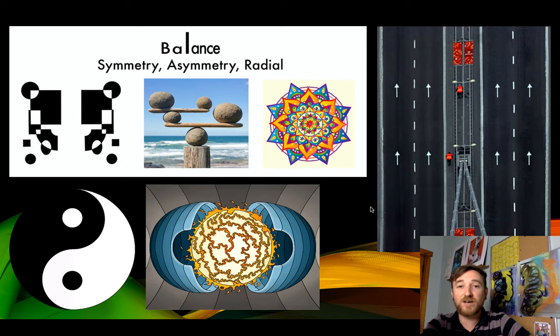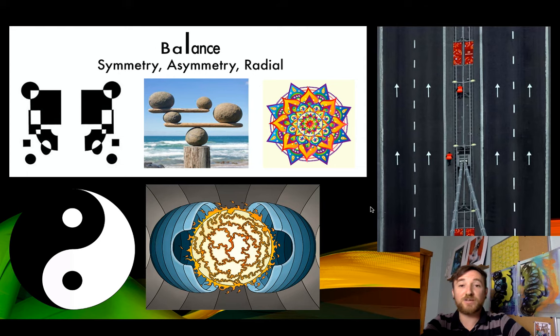So with balance, we have three different types of balance. We have symmetry, which means that it's the same on the left side as it is on the right side. You have asymmetry, which means that it's not the same on the left as it is on the right, even though the image of the rocks in the middle has balance to it because those rocks are balancing. That would also be an example of earth art. And this photograph was done by Dimitri Otis. So it's asymmetrical, but it has balance as well.